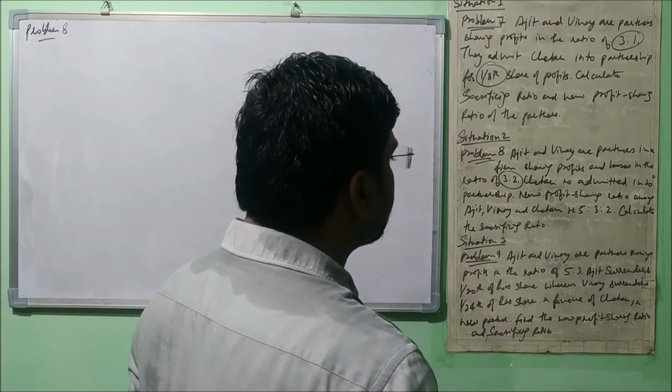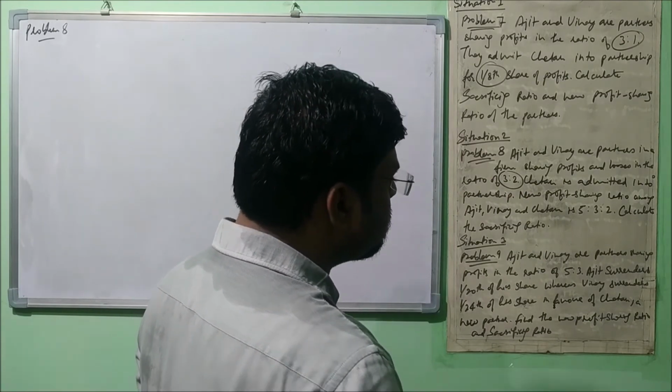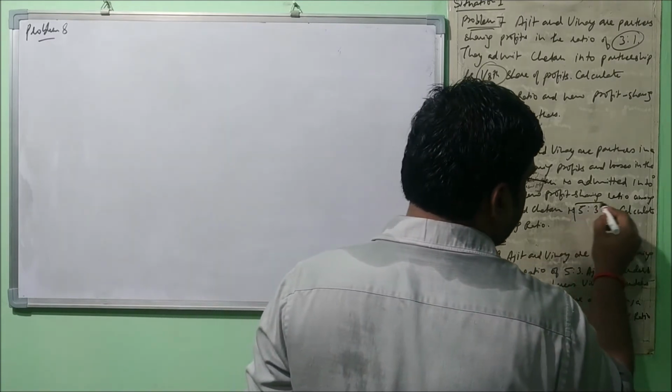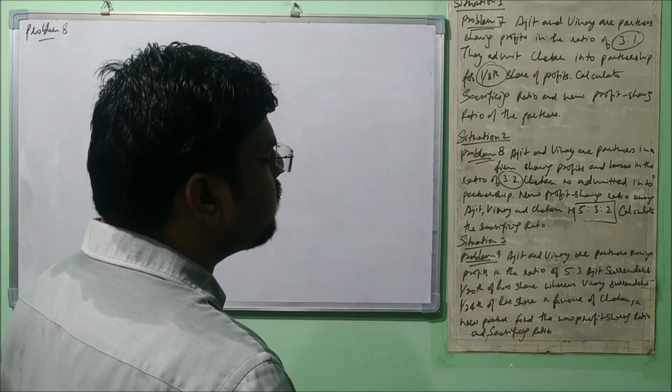Chetan is admitted into partnership. The new profit sharing ratio among Ajit, Vinay and Chetan is 5:3:2. So that is the new ratio of all three. Now we need to calculate the sacrificing ratio.